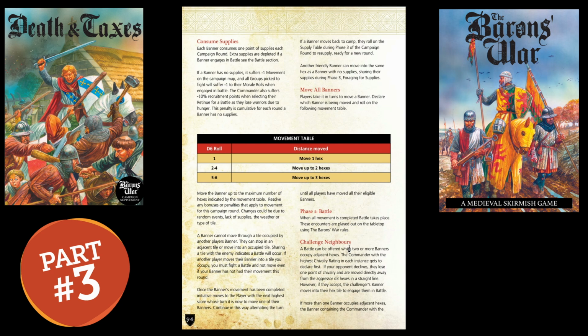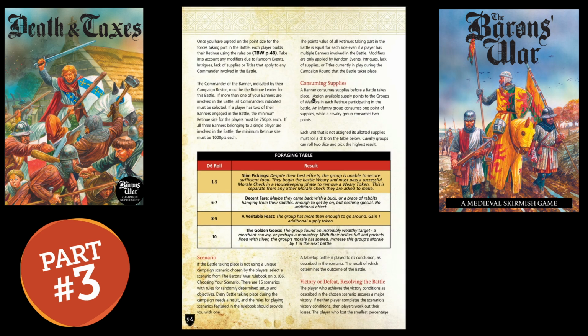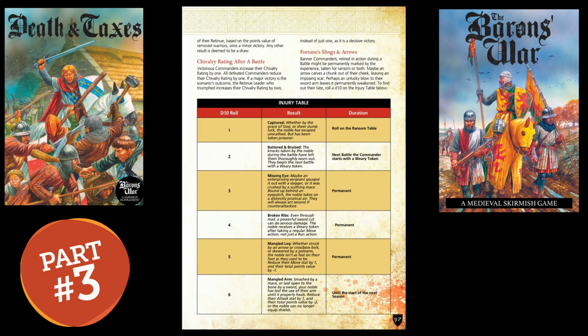So we go then to consume supplies, depending on the movement. And phase 3 is the battle, how you challenge your neighbors, and it explains the movement here. And the retinue size of the battle, how it's getting generated: 500 points, 750 points, 1000 points. And here you continue consuming supplies, foraging table. Let's say we roll 89, veritable feast. The group has more than enough to go around, gain 1 additional supply token, so that's good.